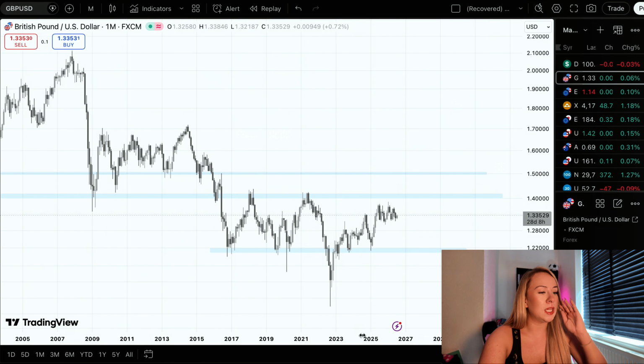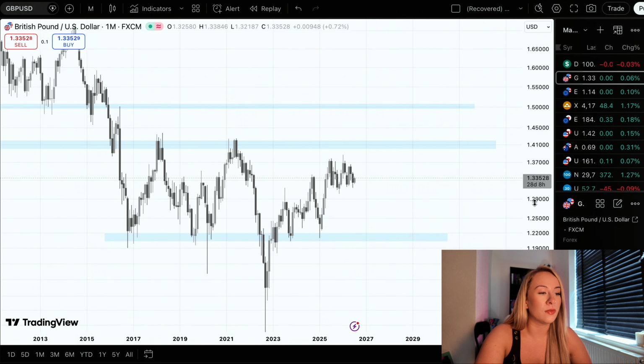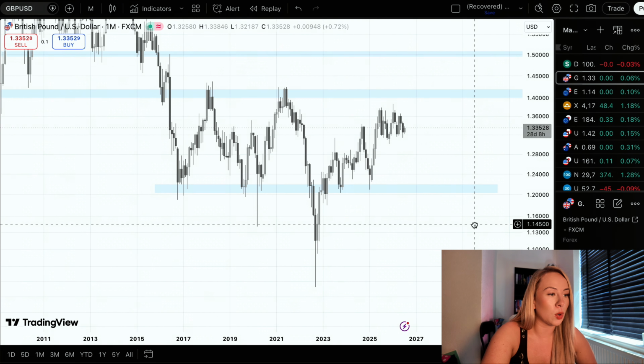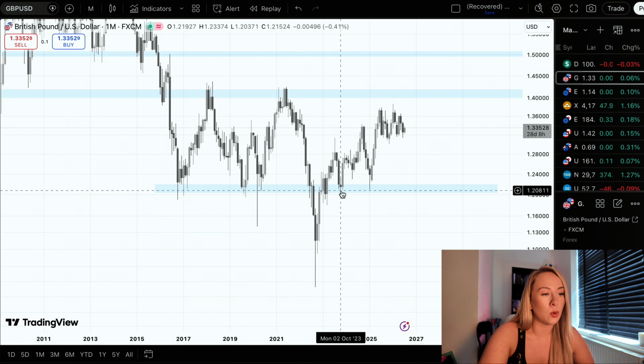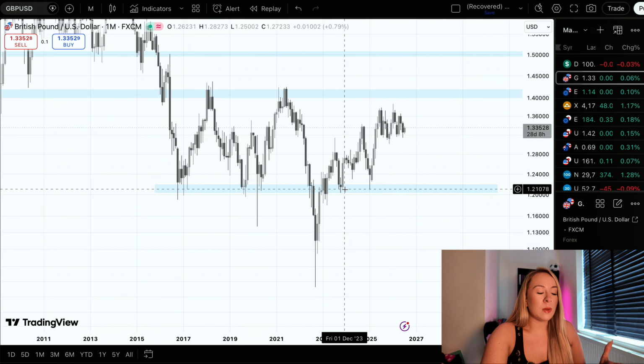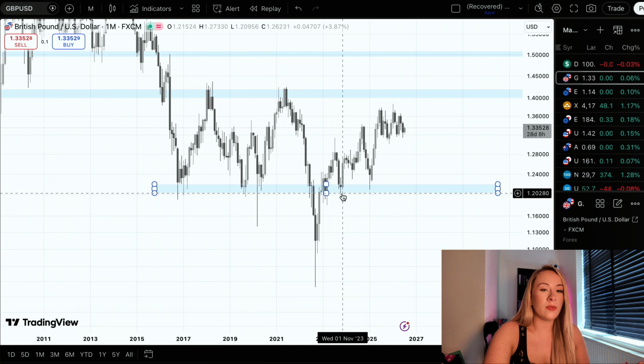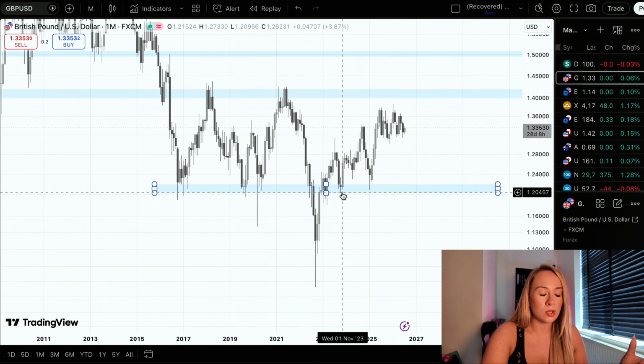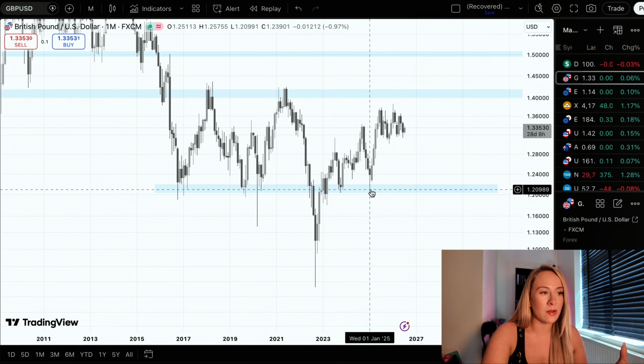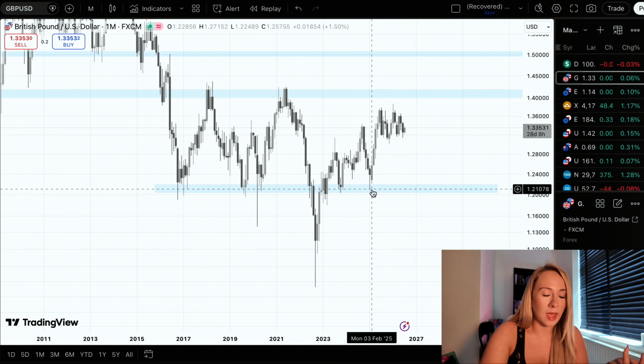Now, let's start with the support. When price comes to areas of support, these are usually places where long-term investors have already bought. So when price comes back down to this level, they know they've already bought in at that price. So what are they going to do when price comes back there? They're going to buy again.